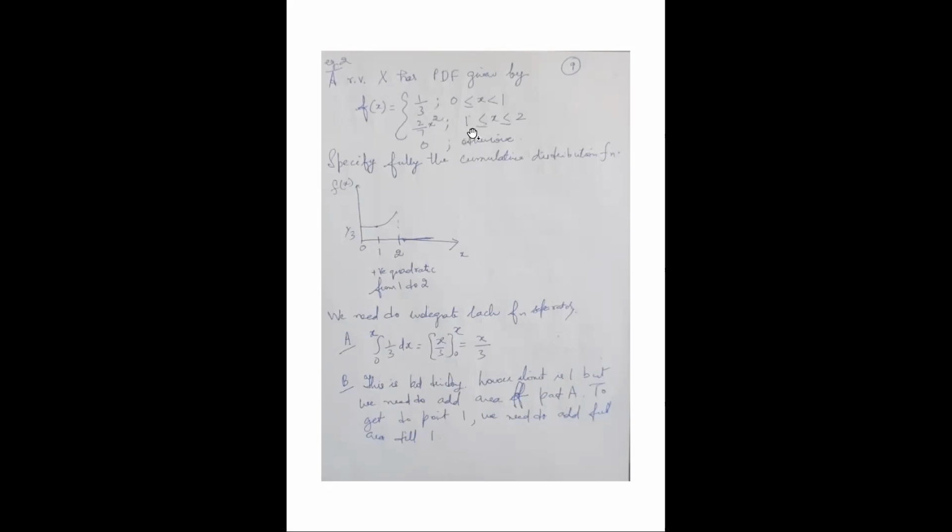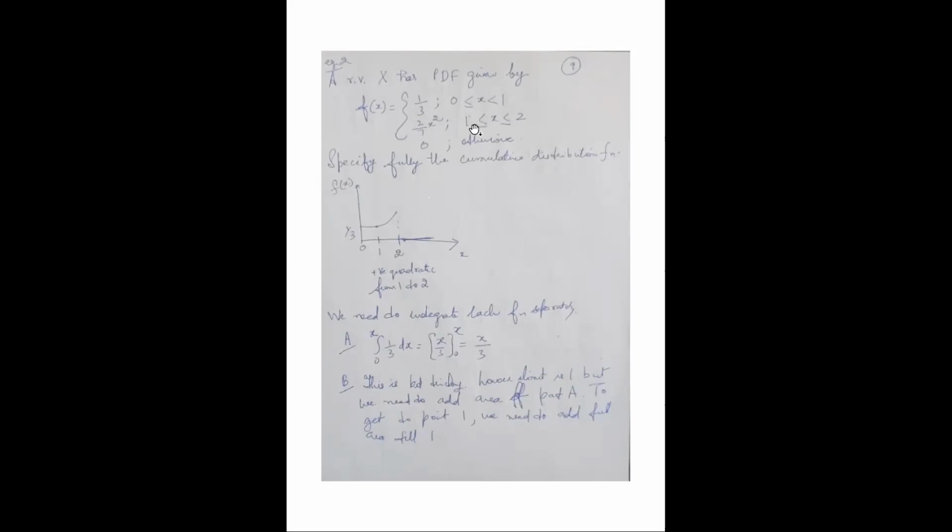What does this function tell me? From 0 to 1, this is 1 by 3. Going from 0 to 1, this is a flat line. The value of the flat line is 1 by 3. The intercept for this line is 1 by 3. Correct? So going from 0 to 1, it is 1 by 3.